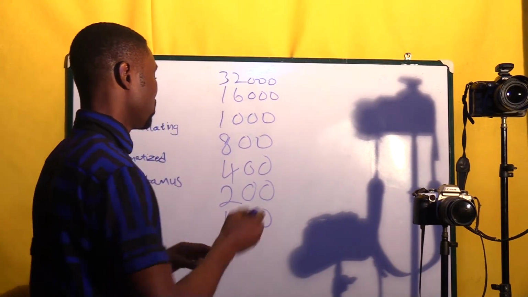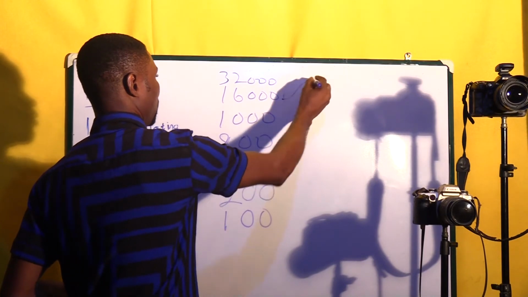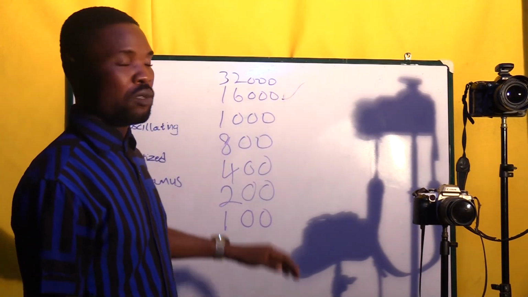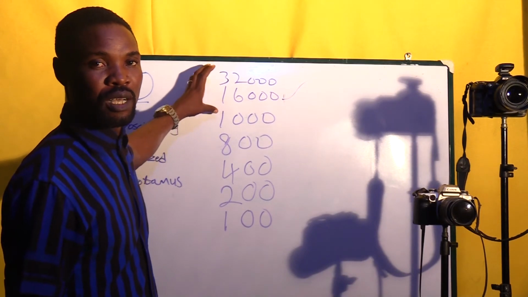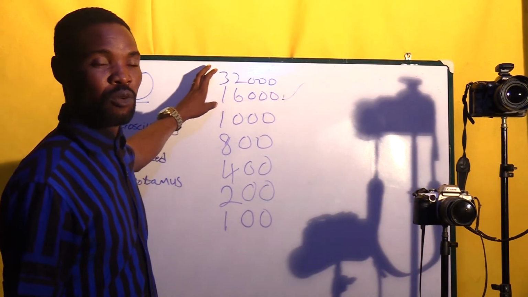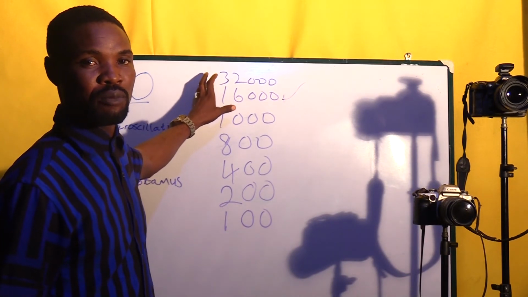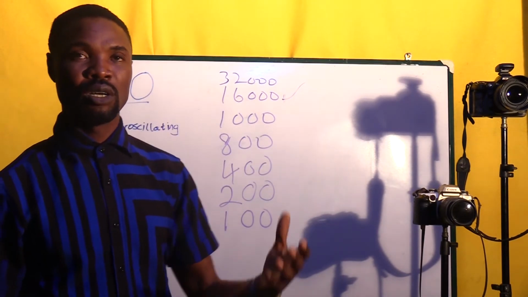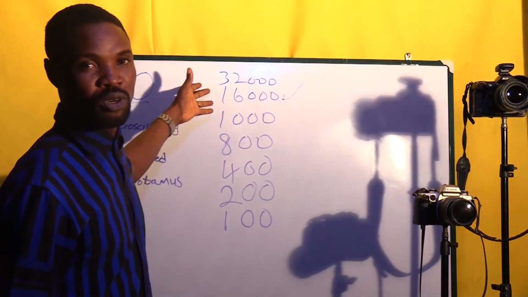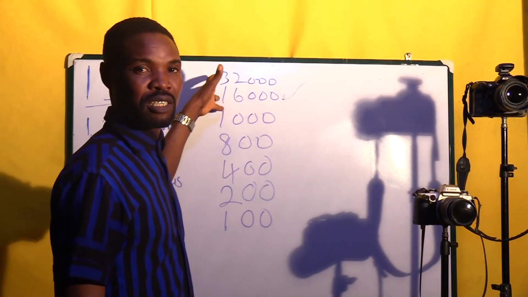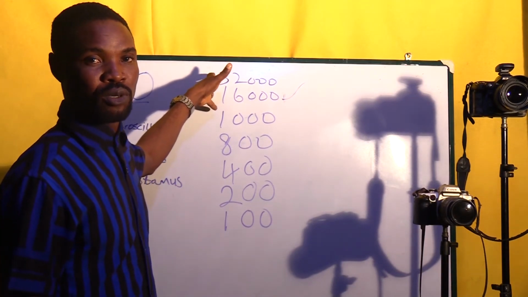First of all, I'll go with this: 16,000. You see, it's a very high ISO. When you are using 16,000, you use it in an environment where you don't have much light. For example, you are taking an indoor picture or in cloudy weather, where you don't have much light coming into your camera. You have to increase the sensitivity of the camera, the ISO, to have a brighter picture.